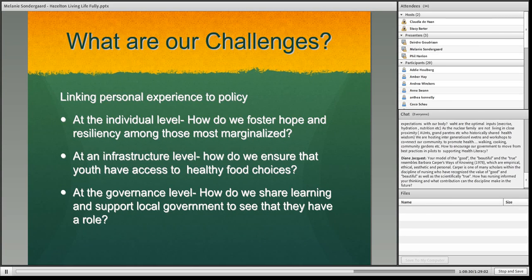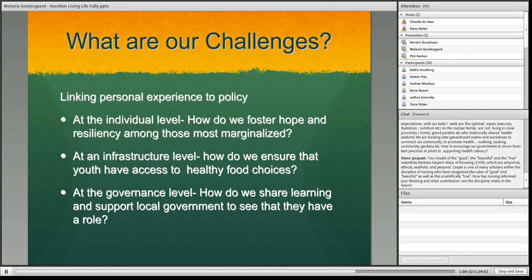So really quick, the challenge we're looking at is how to link what we're hearing, that personal experience, which is all those barriers I just talked about, to the policy level. So for the individual, how do we continue to foster hope and resiliency among those that are most marginalized, like YouthWorks? At the infrastructure level, how do we ensure that youth have access? That's just a really basic one, but it's full of its own complexities, like I just talked about.